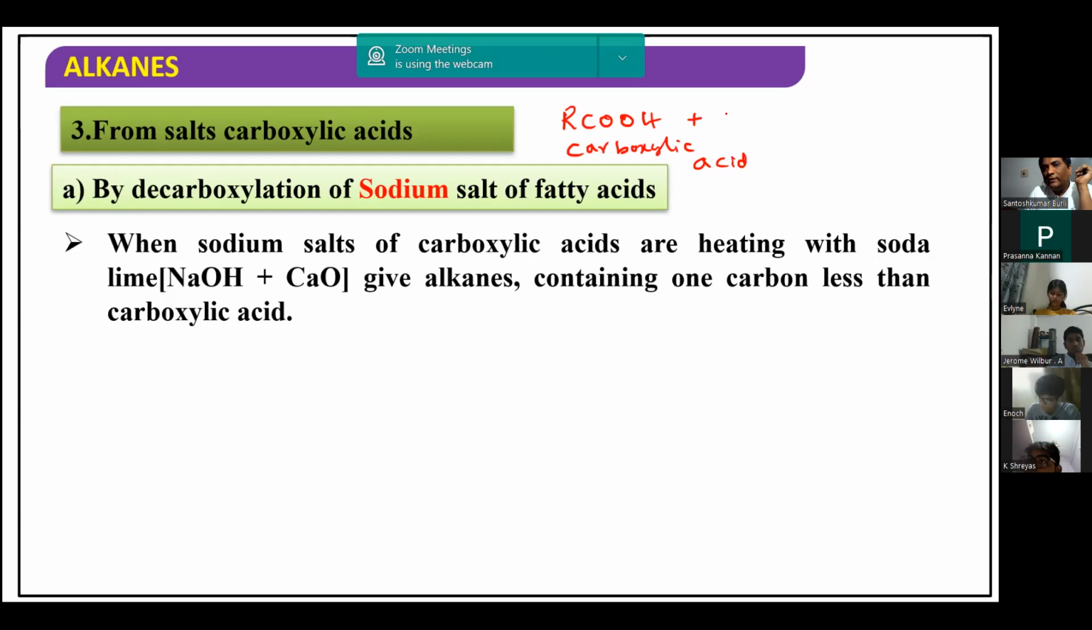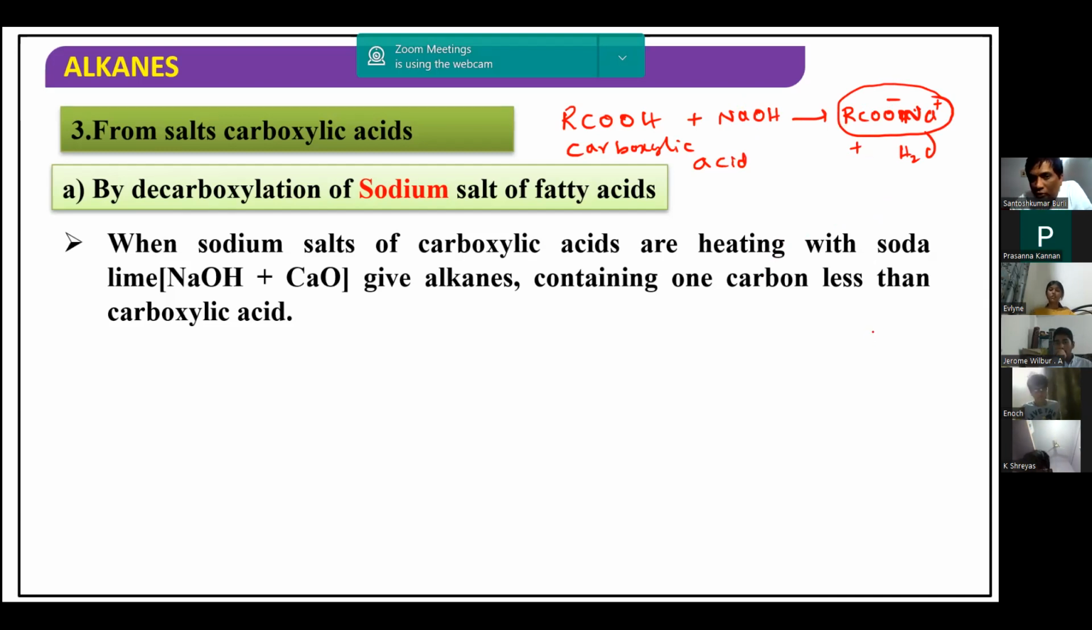When this carboxylic acid is treated with a base like NaOH, you are going to get RCOONa plus water. RCOO⁻ Na⁺ is called the sodium salt of carboxylic acid. If I take KOH here, you get the potassium salt. From such sodium or potassium salts of carboxylic acids, we can prepare hydrocarbon, that is alkane.